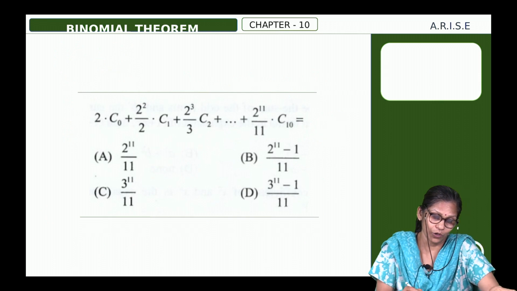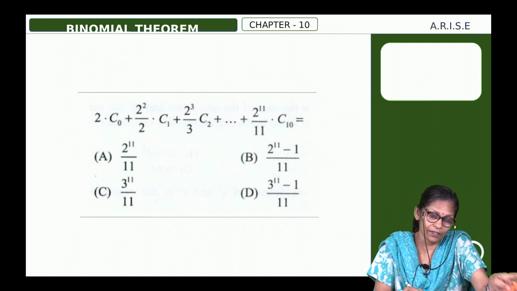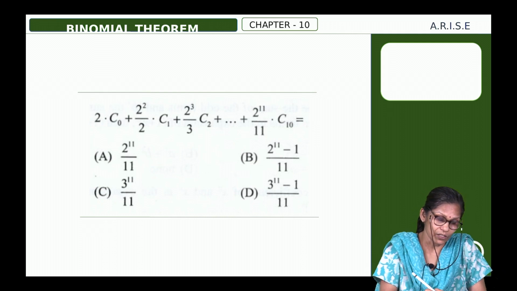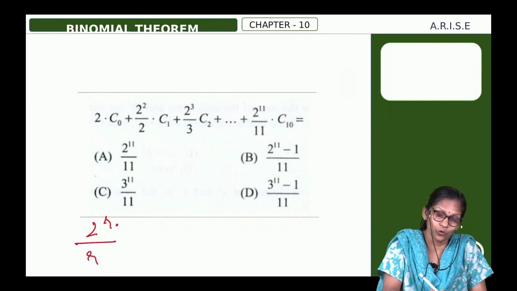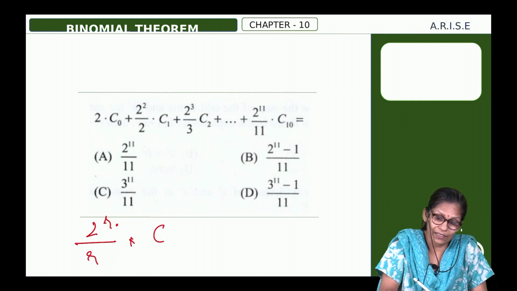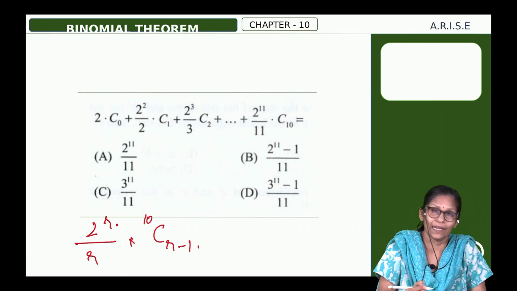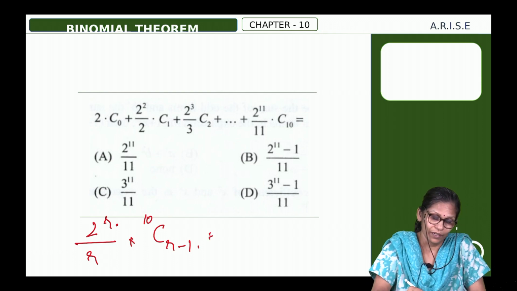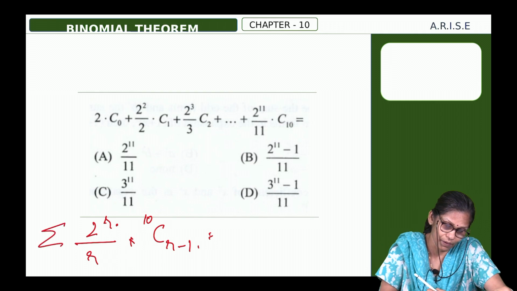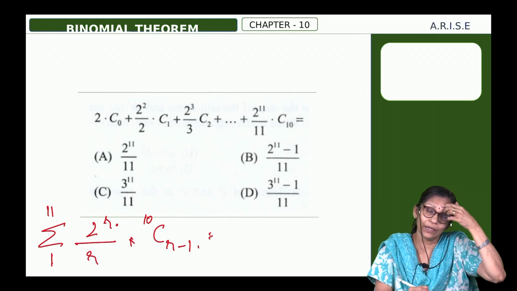Now, in this case, what do you have? Again, look at the general term. Okay. So, what is it? It is of the form 2 raised to r divided by r, 2 raised to 2 by 2, 2 raised to 3 by 3 into C, because if it is 3 here, it is 2 here. So, into C r minus 1, and what is the value of n? 10. So, this is the general form, and this is sigma, r varying from 1 to 11, that is this.